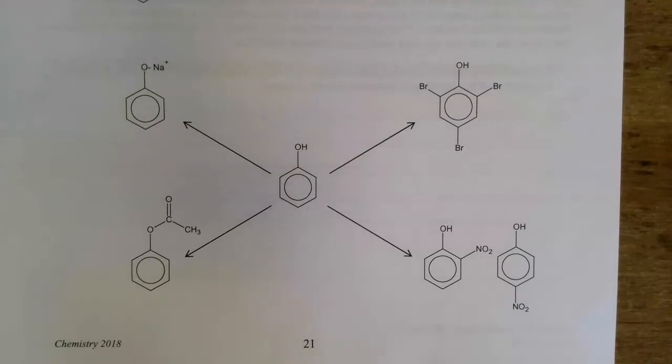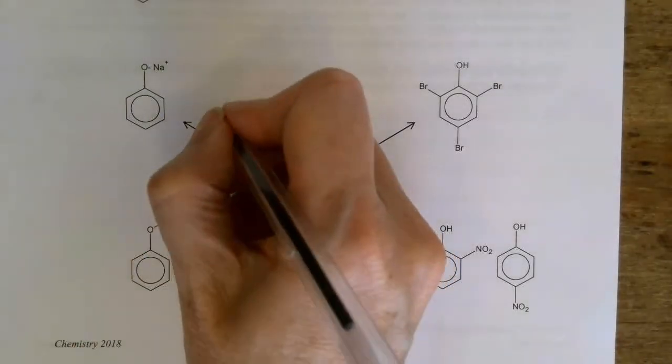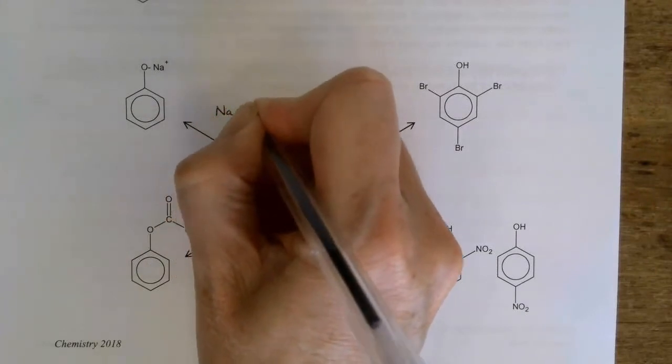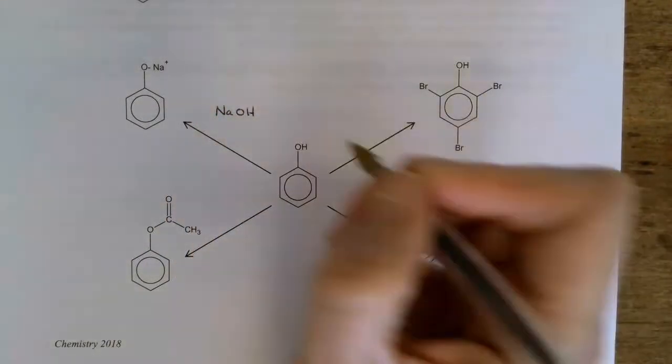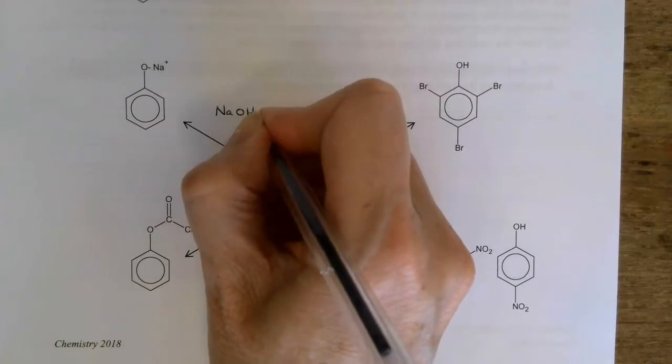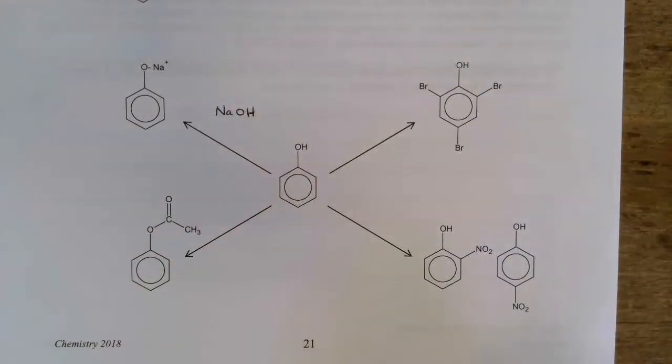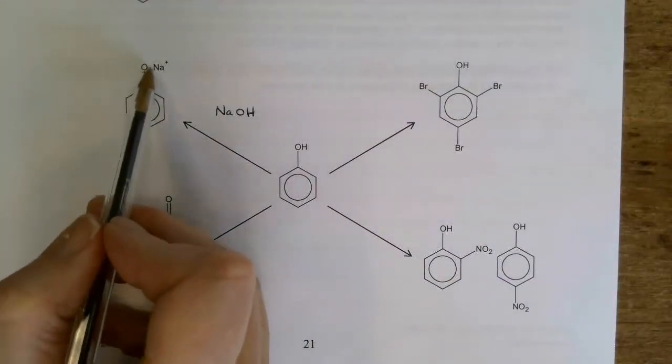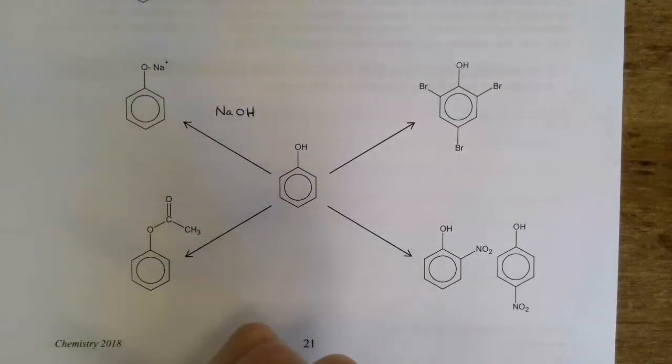Then the phenol at the bottom of the page. Phenol, remember, is a weak acid, so it will react with sodium hydroxide at room temperature and pressure. It's not strong enough to liberate carbon dioxide from carbonate, so there's no fizzing involved there, but it will react with sodium hydroxide and you'll get this O negative, Na positive, and obviously water being formed as well.